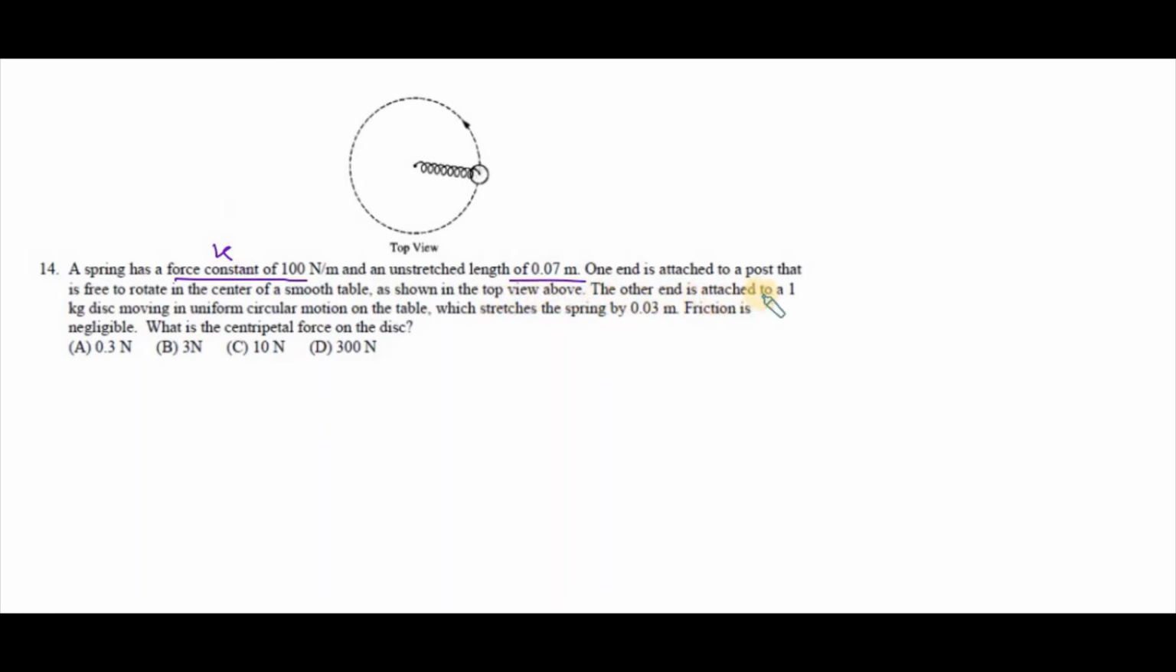The other end is attached to a 1 kg mass. The mass of the disc is given as 1 kg. The disc is in uniform circular motion on the table, which stretches the string by 0.03 meter. So the free or unstretched length was given as 0.07 meter, and during its rotation it got stretched by 0.03 meter. Friction is negligible. What is the centripetal force on the disc?